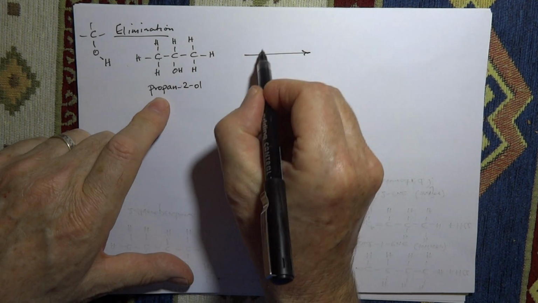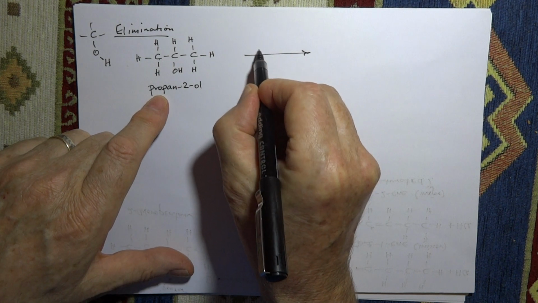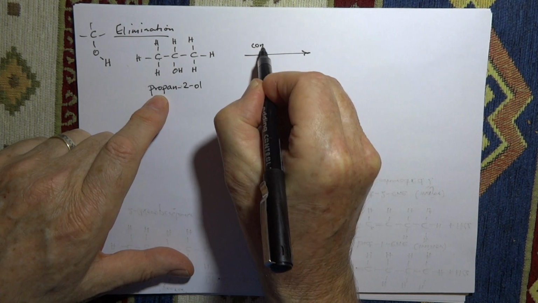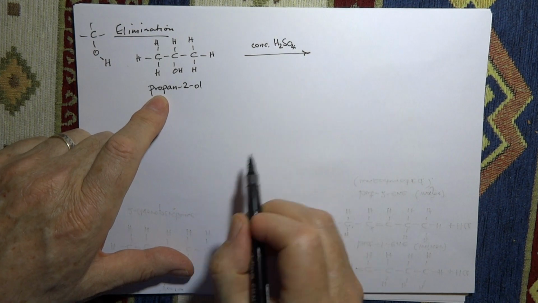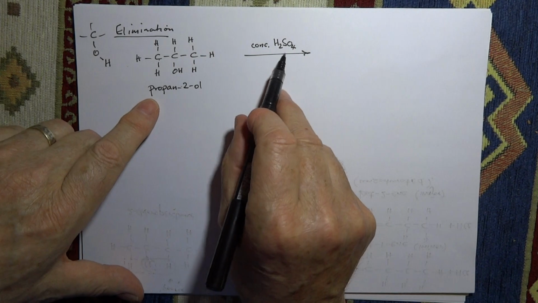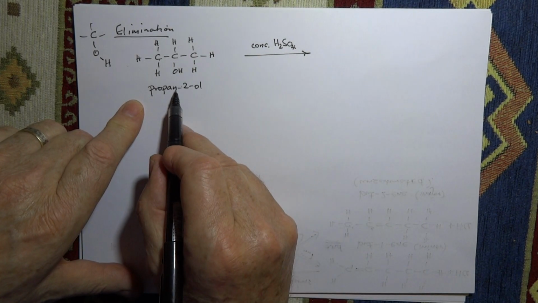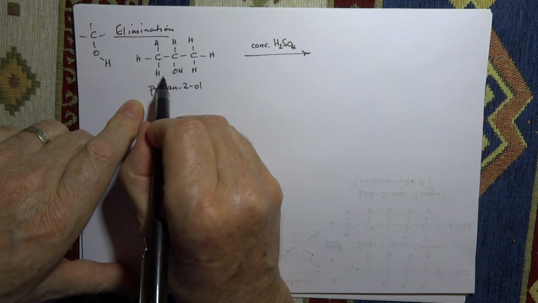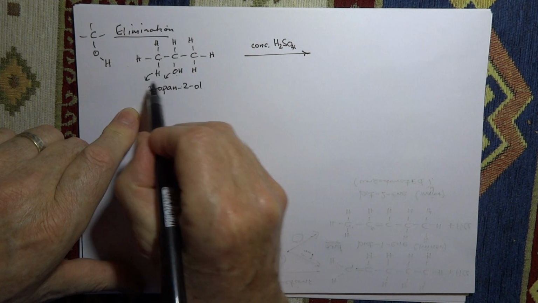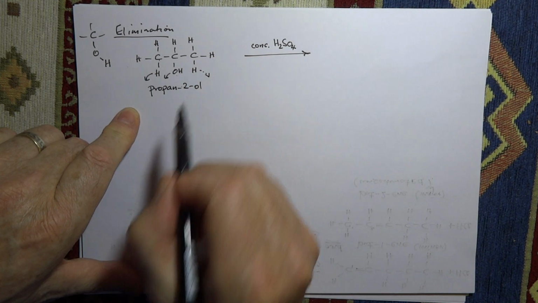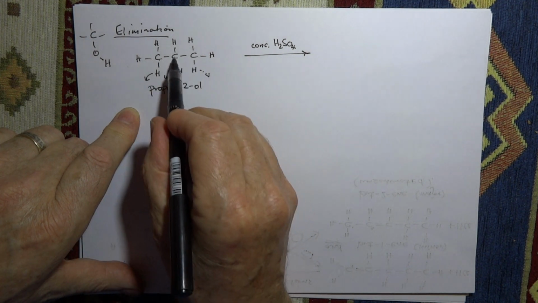In this case, you use sulfuric acid. Now, the special conditions are that it must be concentrated. In other words, there's not much water in it. It's almost a pure substance. So in this case, we're going to take off this group here, and also we've got the option of either taking off this hydrogen or this hydrogen. So we're always taking off a hydrogen from an adjacent carbon.